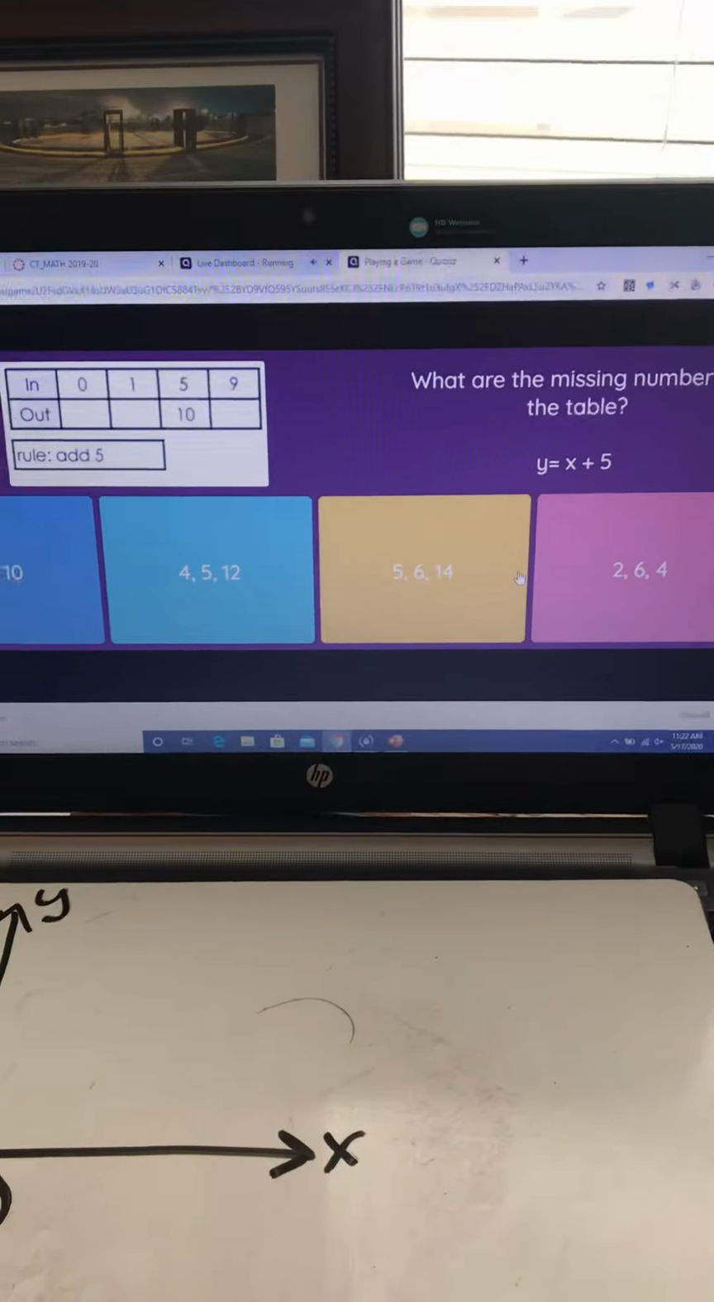Write an equation that represents this graph. So here I have points 2, 4, then I have 3, 6, 4, 8, and 5, 10. Looking at this, each time my x to my y is doubling, or times 2. So y equals 2x is our equation.